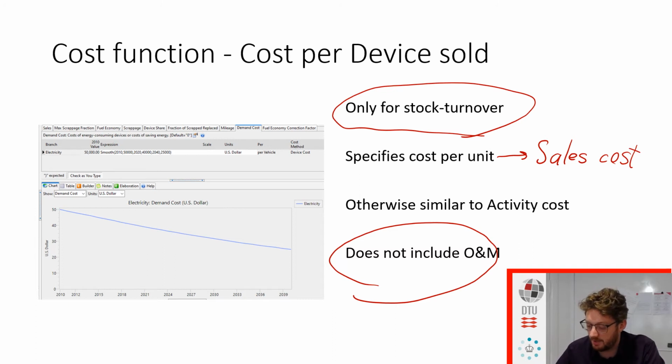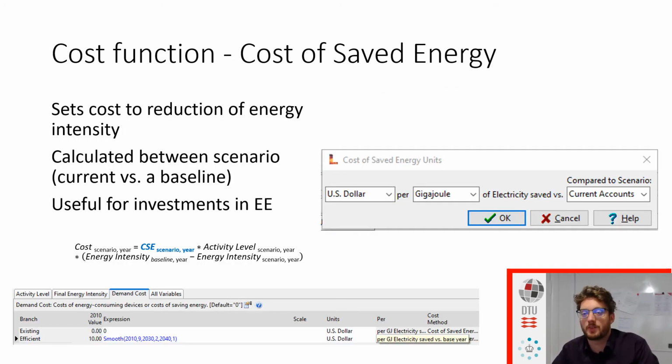But it is also pretty similar to the activity cost, but in this case the activity that we're generally using is the sales, and that's going on per year. But of course fuels are not included in any of these costs, but we'll get to how to do that later. Then we have the cost function called the cost of saved energy.